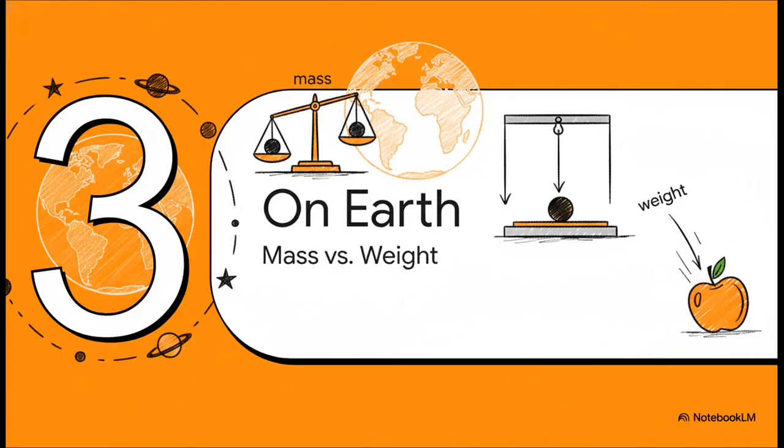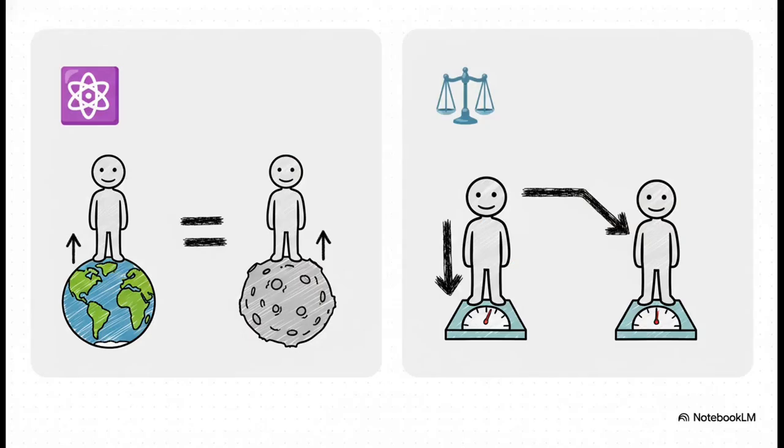Okay, so let's bring this big universal law right back down to Earth, because it helps us clear up something that people get confused about all the time, the difference between mass and weight. It is absolutely crucial to understand that these two are not the same thing. Your mass is the actual amount of matter, the stuff you're made of. That number is constant. Doesn't matter if you're on Earth, the moon, or just floating out in space.